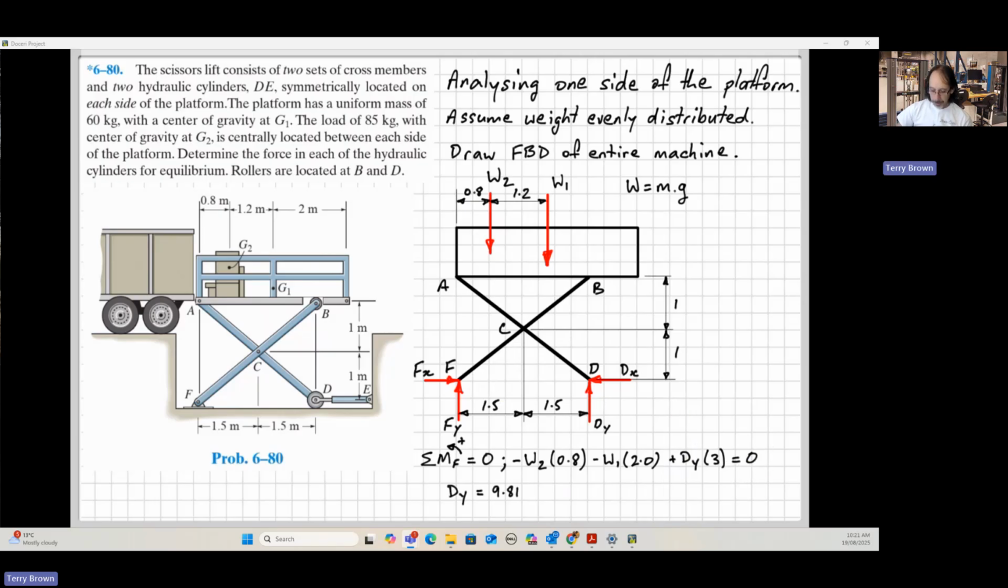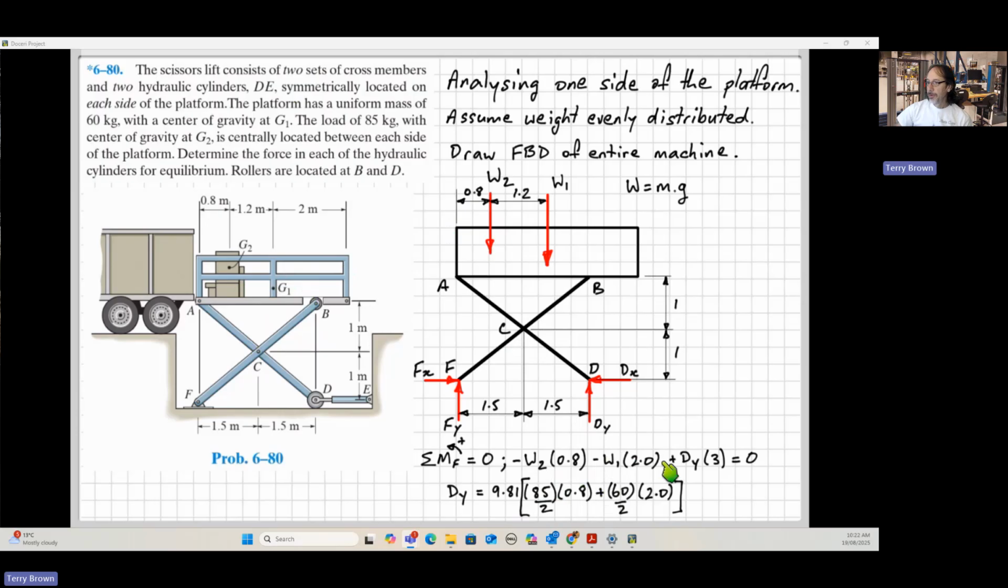Do some rearranging. So what I'm just going to do here, because we've got Dy on the other side here, and the two weights, I can just put 9.81 out the front and then multiply by the masses. And I've divided by 2 because we've got 2 sets. So half the load is distributed on each side.